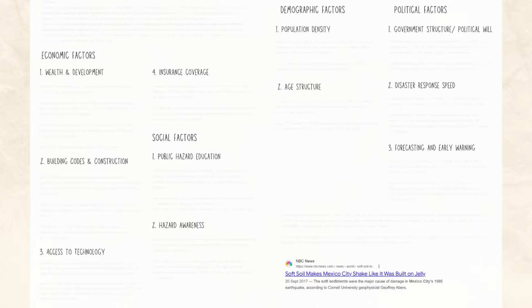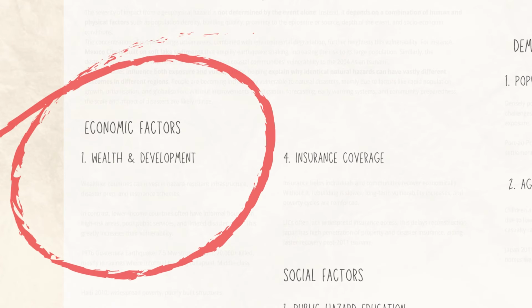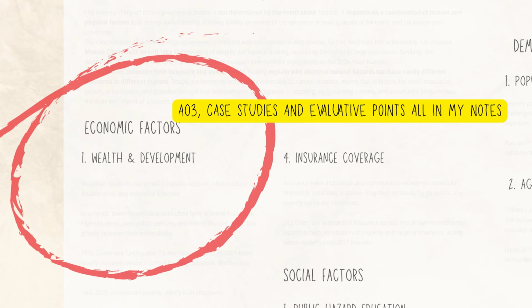When it comes to human factors that impact how a disaster is experienced, wealth is by far the most important. In your IB exams, questions have specifically asked students to explain how development levels, like wealth, affect how a disaster is experienced in two different places. This is a pattern you can't afford to ignore, so make sure you understand how wealth influences vulnerability and response.